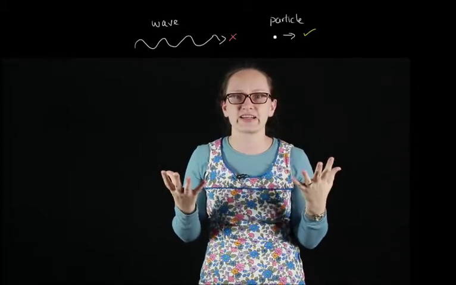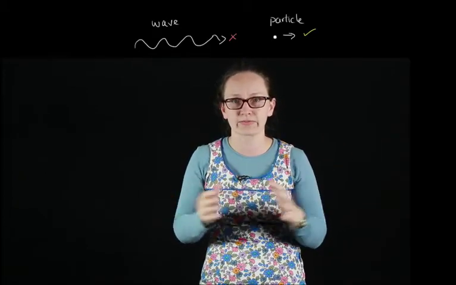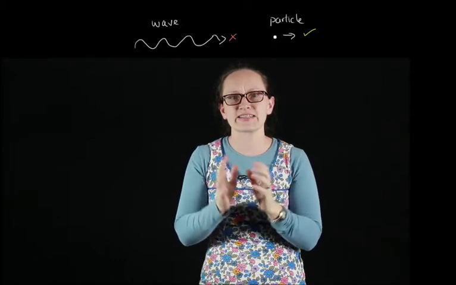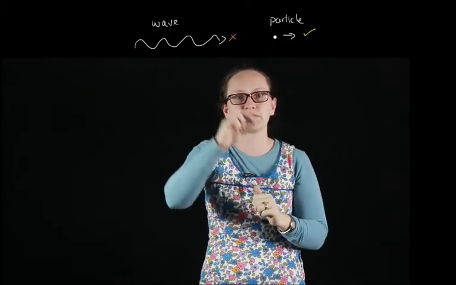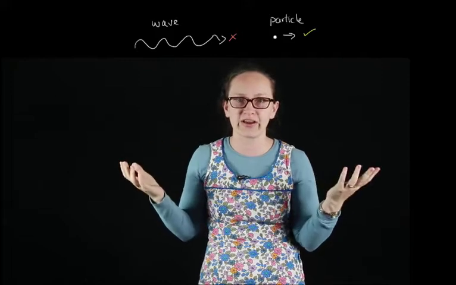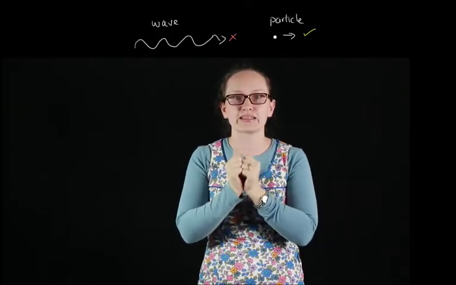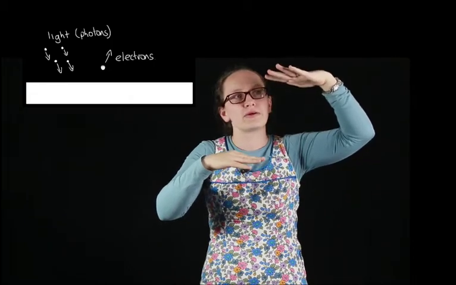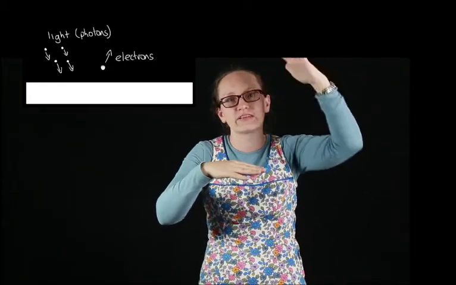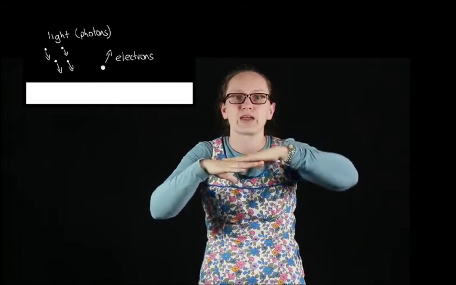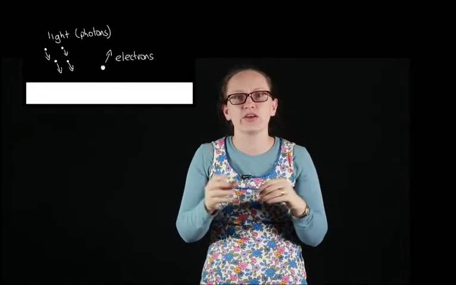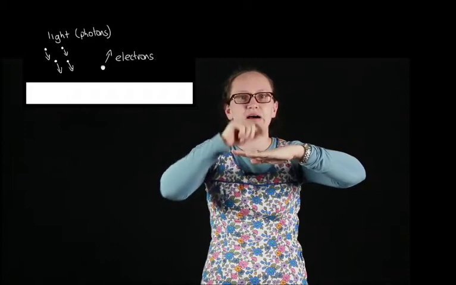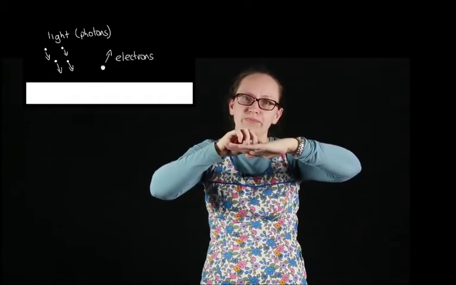So how did Einstein explain the photoelectric effect? Well, he said maybe instead of considering light as a wave which travels through space, carrying energy, we could consider light as a particle. Light is made up of little particles called photons. When we shine light on a metal, we're pushing lots of little photons at that metal.